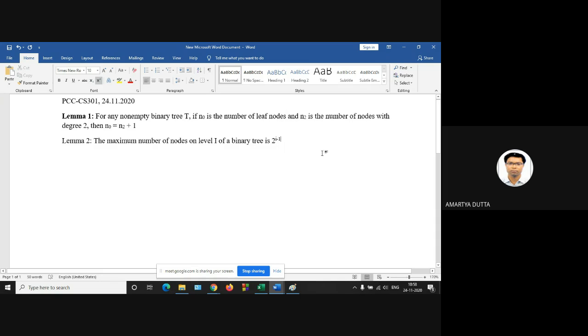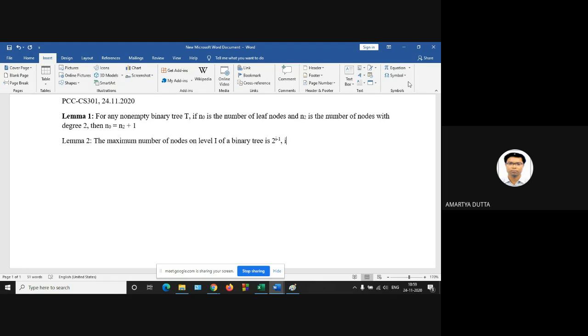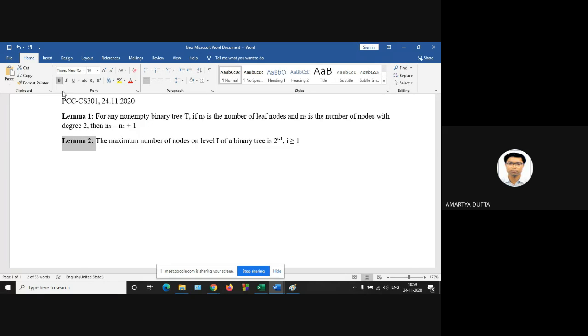How can I prove this? Anyone? Where it is given that i is greater than or equal to 1. So here the level starts from 1. Any idea? Anyone?